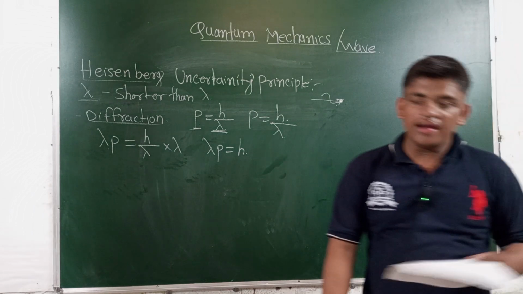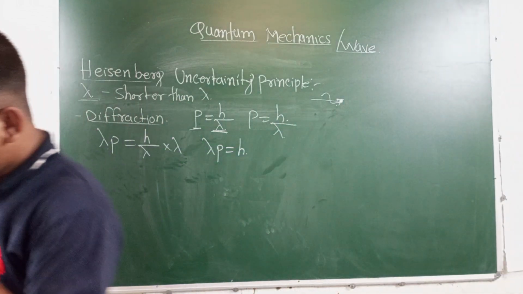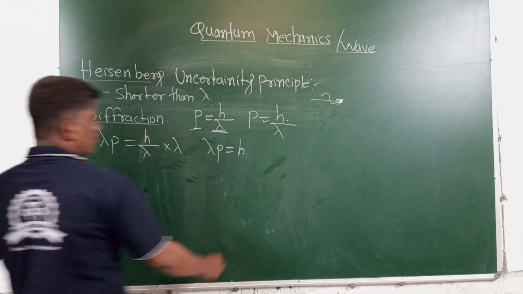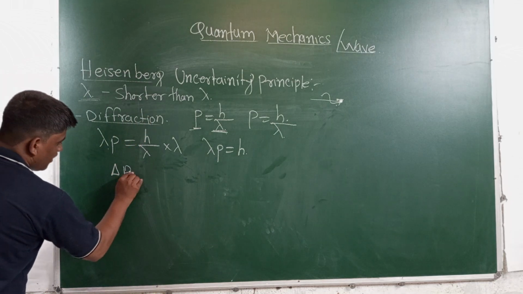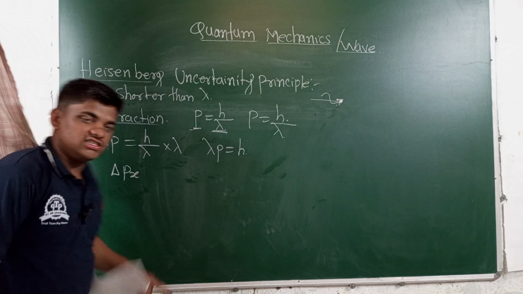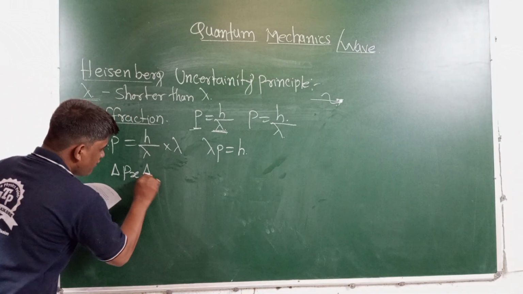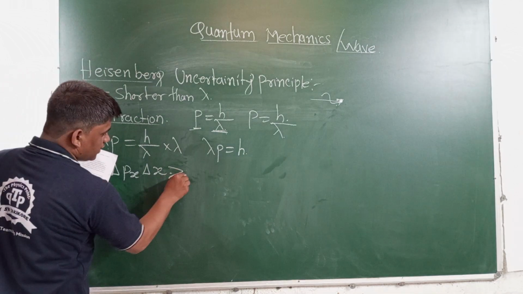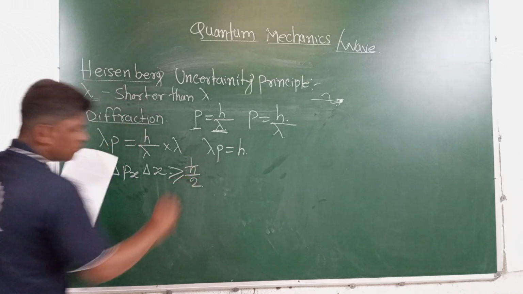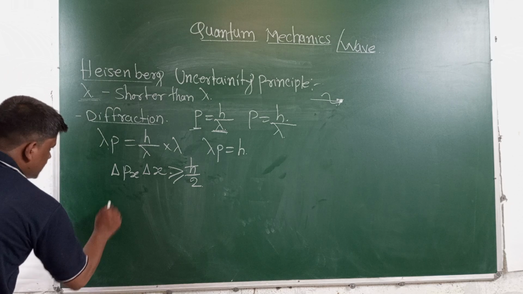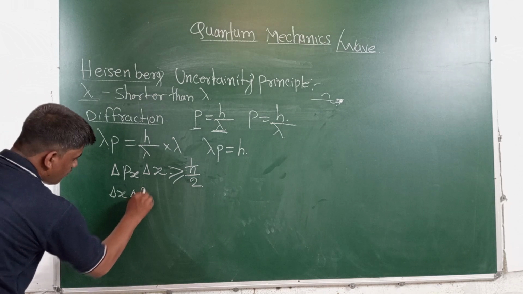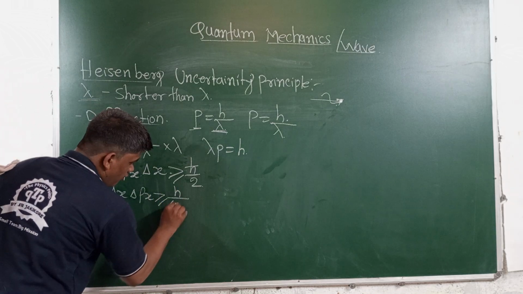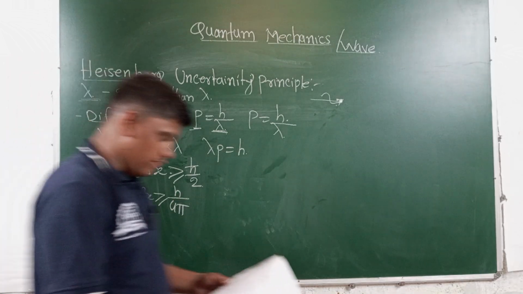According to the more accurate treatment by Heisenberg, his principle states that if the momentum of a particle moving in the x direction is known within a range, then the change in momentum and the change in position of the particle in the x direction is greater than or equal to h cut divided by 2, or equal to h upon 4 pi, greater than or equal to h upon 4 pi.